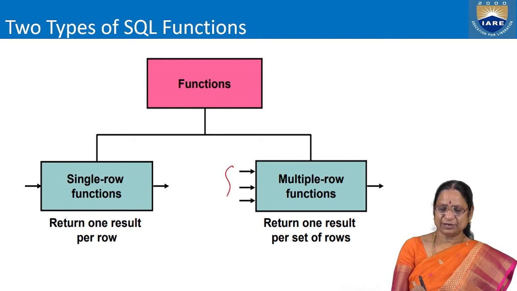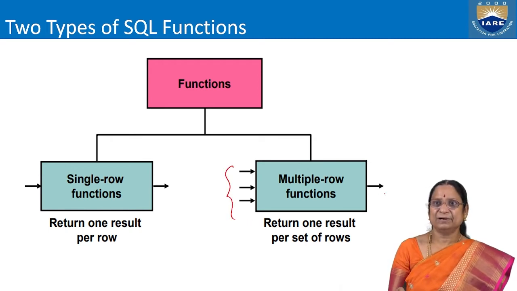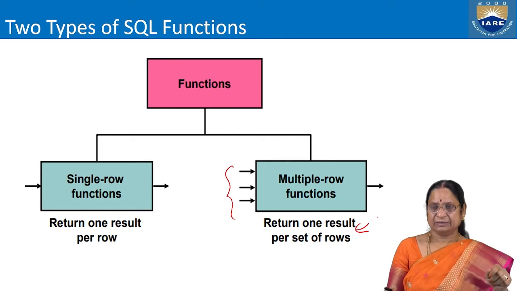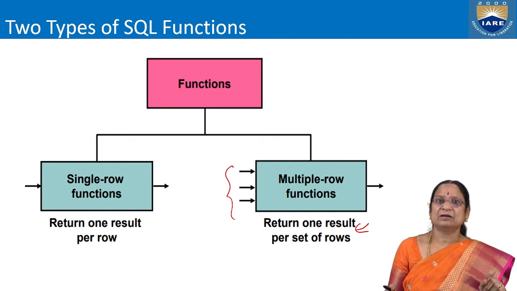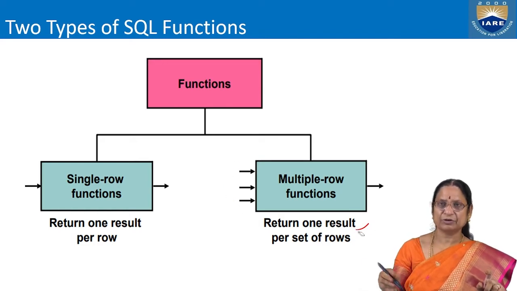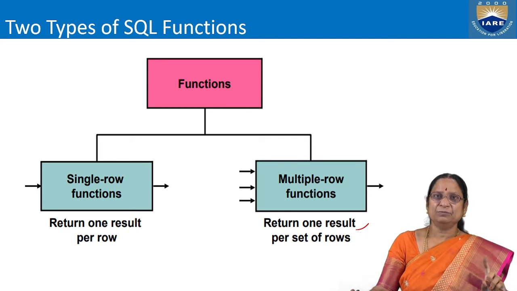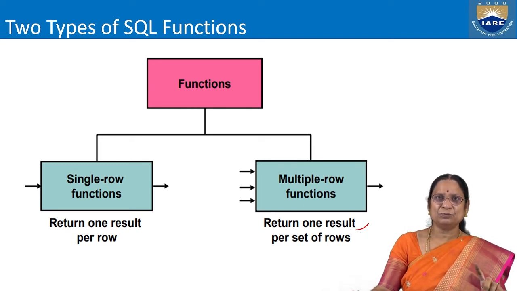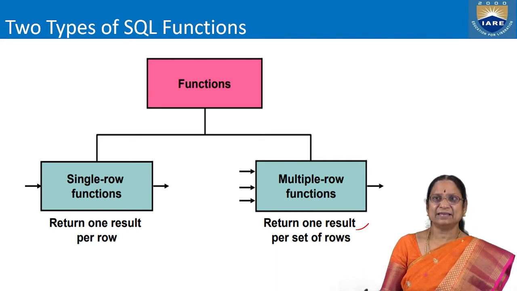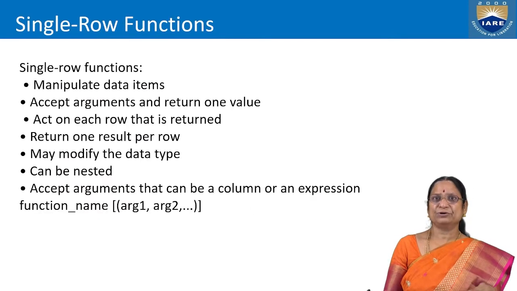Multi-row functions take multiple rows as input, but the result is one result for the whole set of rows. For single row functions, the input is one row as well as the output. For each row, an output is generated. Multi-row functions take multiple rows as input and return a single value for the set of input rows. We'll discuss single row functions in this lecture.